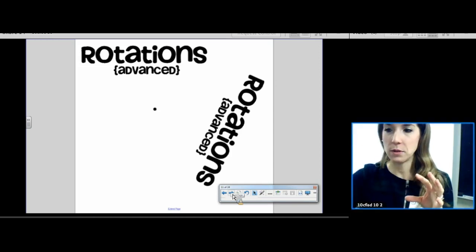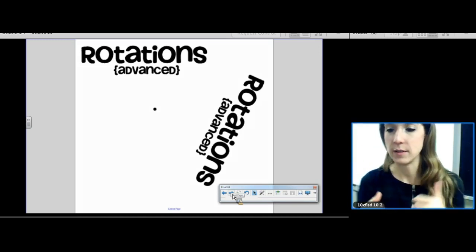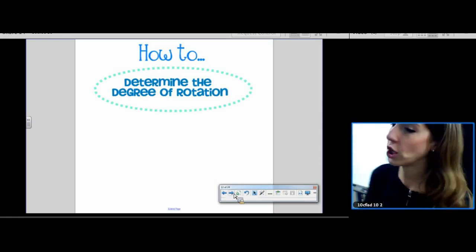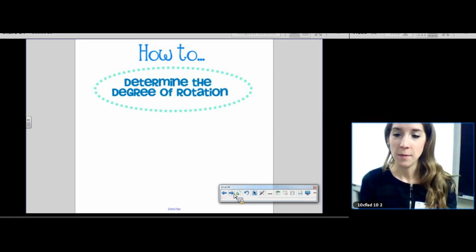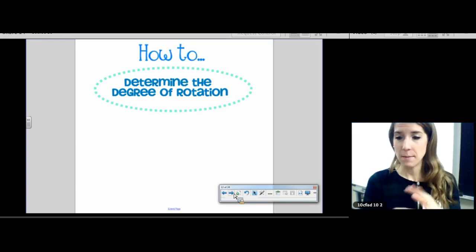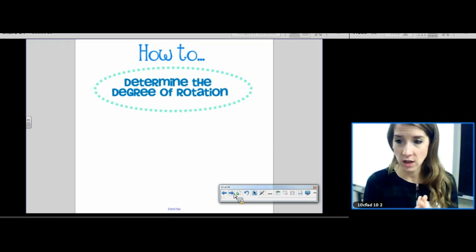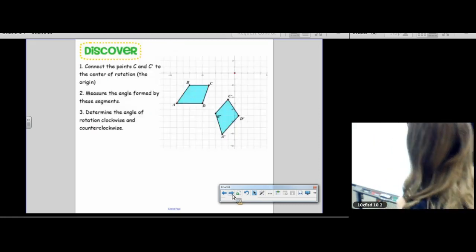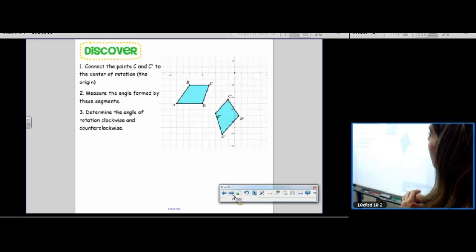So let's rotate about all different points. First, we're going to learn how to determine the degree of rotation. We're not in Kansas anymore. It's not just going to be 90, 180, or 270. It can be all different degrees of rotation, and that's why you have a protractor. All right, let's discover how to find the degree of rotation.